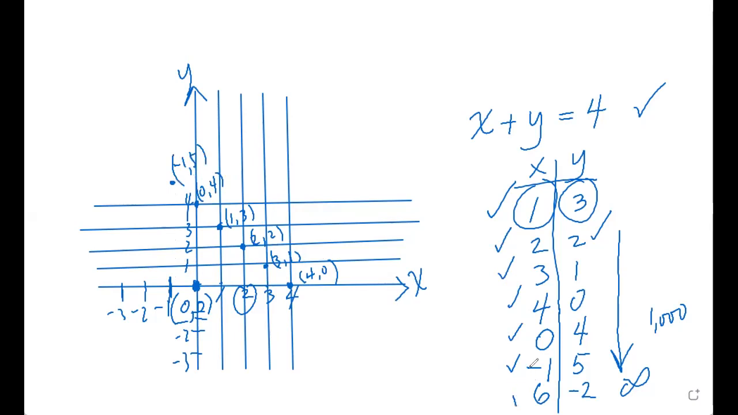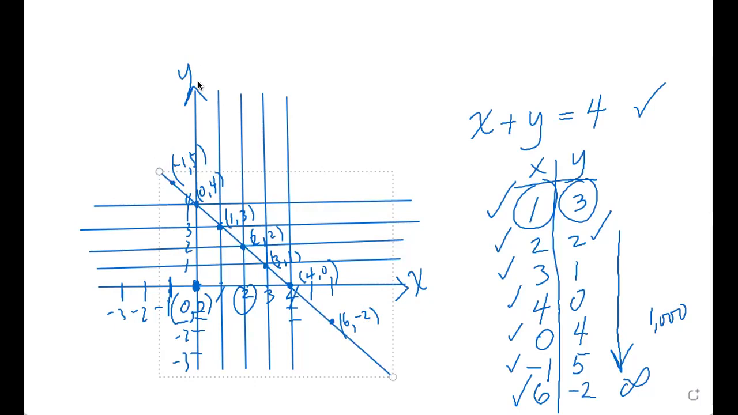And if you want, let's finish it off, 6, minus 2. So this is 4, this is 5, this is 6. And minus 2 should be down here somewhere. Okay, so this is 6, minus 2. So you all see the pattern, right? If I keep going, everything is still going to be on this one line. You see that? Everything is on this line.